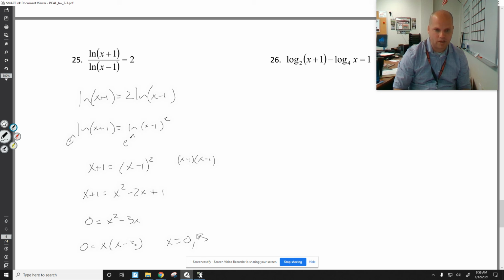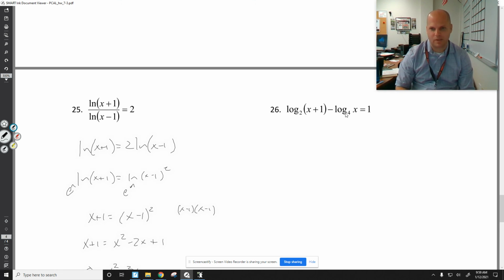0 and 3. Now, since I got these two solutions, I've got to go back and check. I probably should have done this earlier, though I think I got it. If I plugged in 0, 0 minus 1 is the natural log of negative 1. Can't do that. Extraneous solution.